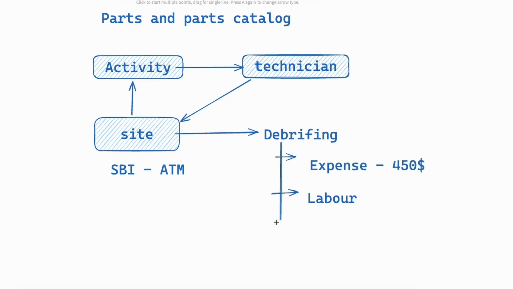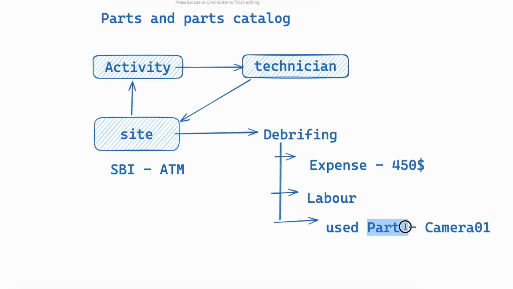So in the debriefing, he will add a used part. So he will add the camera. Suppose it's camera 01. So parts are required for debriefing. Suppose he has used multiple parts while fixing the ATM. So he will add everything in the debriefing. And after that, he will take the signature from the customer and submit.